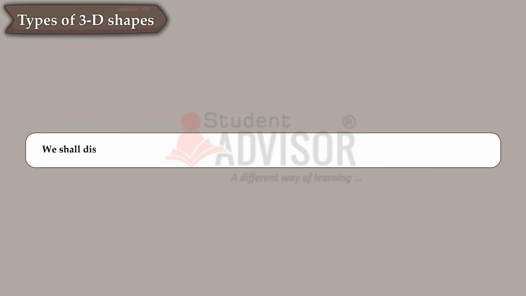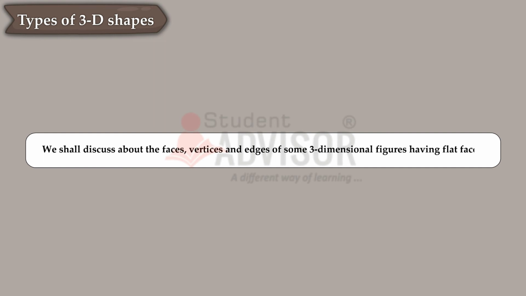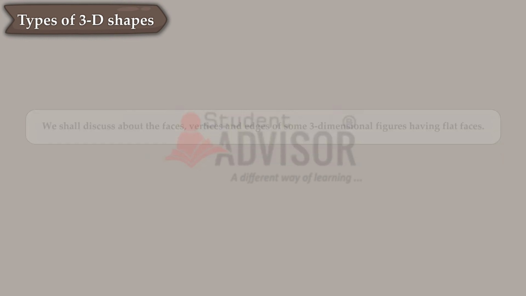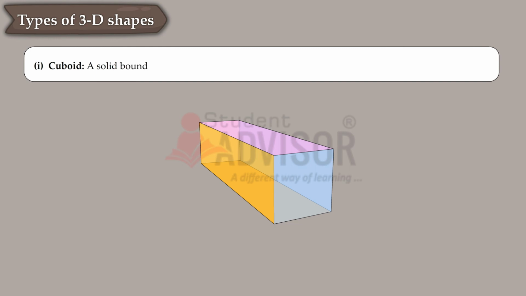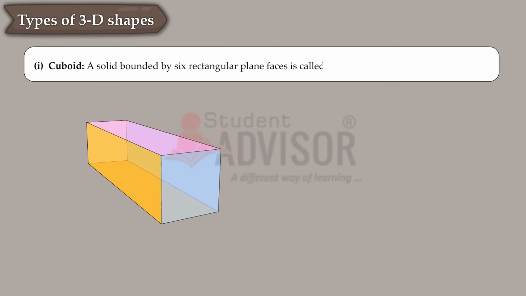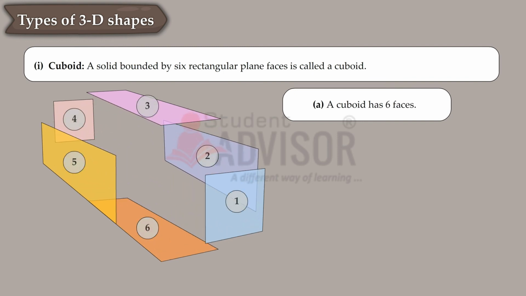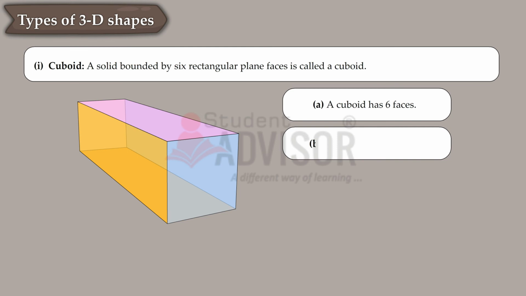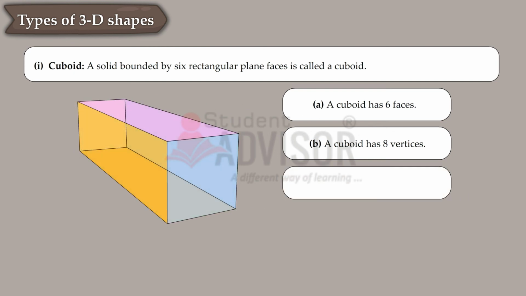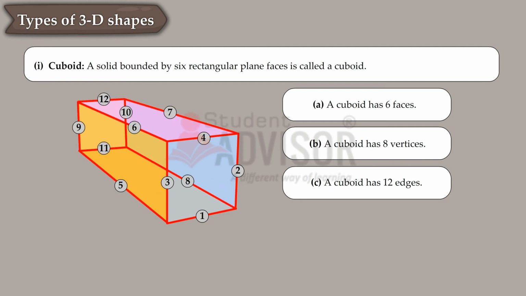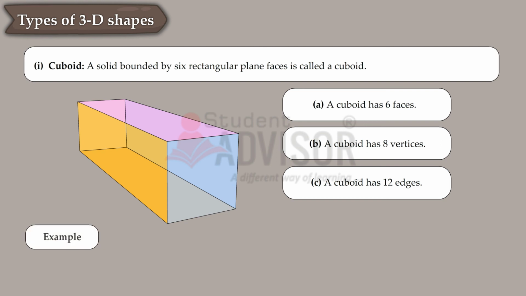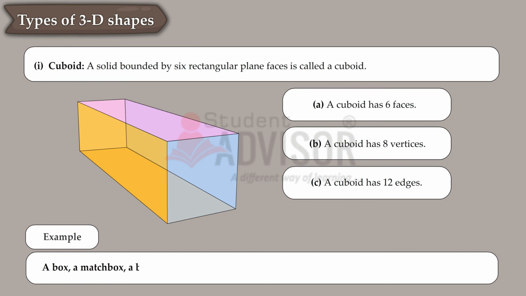We shall discuss the faces, vertices, and edges of some three-dimensional figures having flat faces. Cuboid. A solid bounded by 6 rectangular plane faces is called a cuboid. A cuboid has 6 faces. A cuboid has 8 vertices. A cuboid has 12 edges. Study the given examples. A box, a matchbox, a book, a brick, a tile, etc.